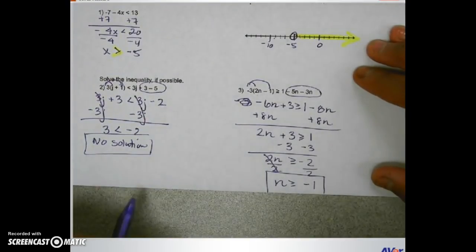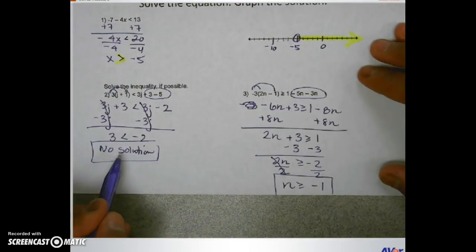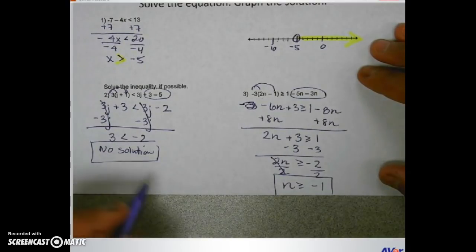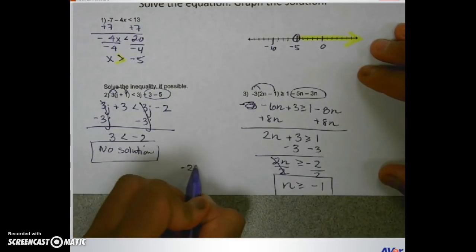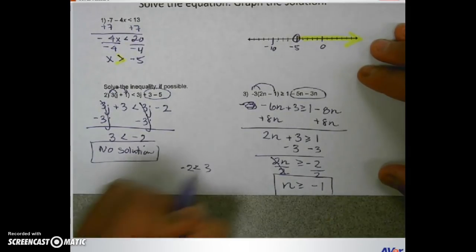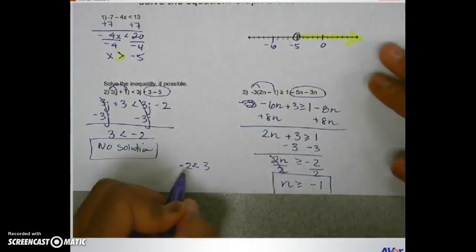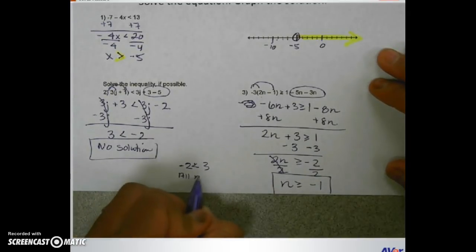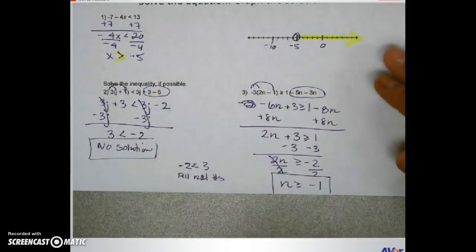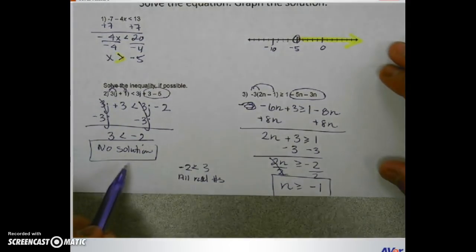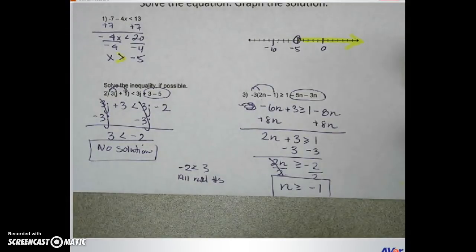Now, just as a side note, over here, if I had something that was true, like if instead this said negative 2 is less than 3, that's true, always. So for that one, I would say all real numbers. It's not true though, so no solution. But if you do get a statement that is true, then you can just write it like that instead.